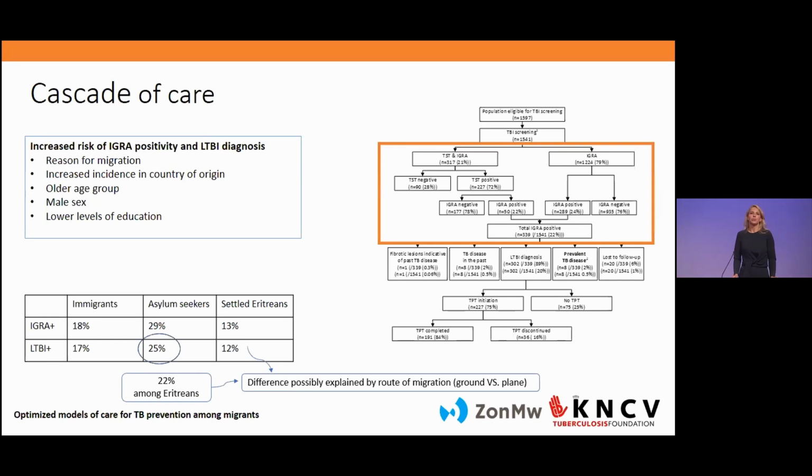Other factors that were associated with increased risk of IGRA positivity and LTBI diagnosis were older age group, male sex, and lower levels of education.